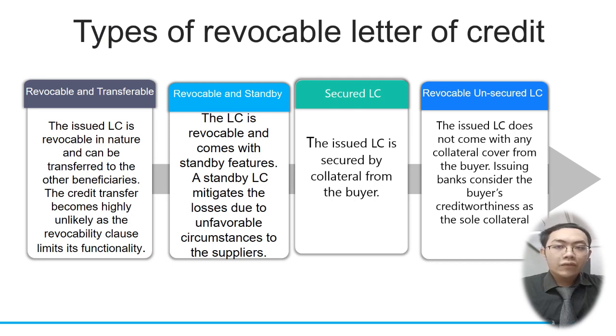There are 4 types of revocable letter of credit. The first is revocable and transferable. The issued LC is revocable in nature and can be transferred to another beneficiary. The credit transfer becomes highly unlikely as the revocability clause limits its functionality. And second is revocable and standby. The LC is revocable and comes with a standby feature. A standby LC mitigates the losses due to unfavorable circumstances to the supplier.